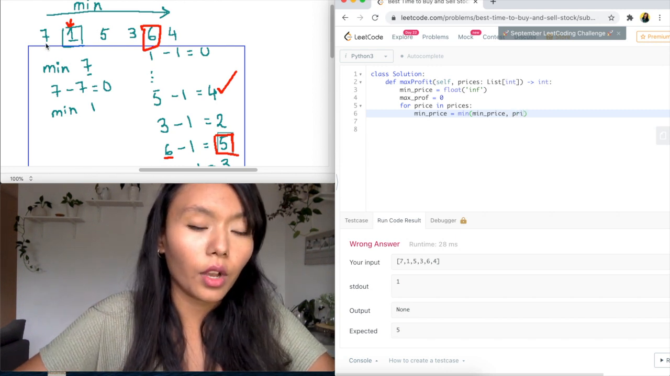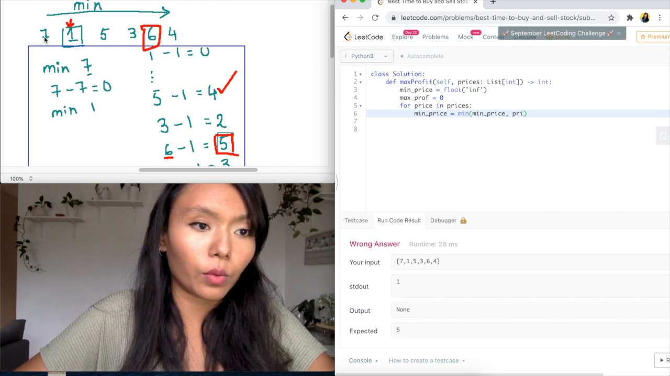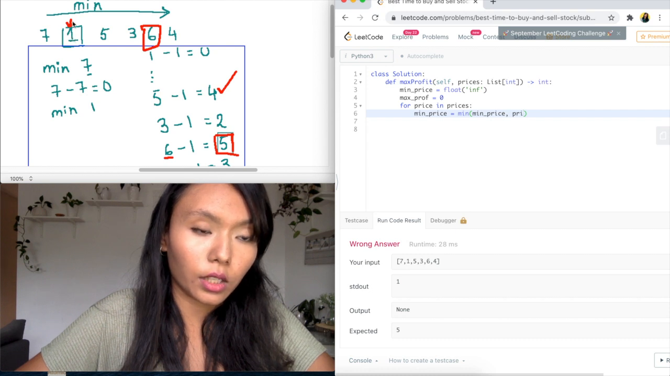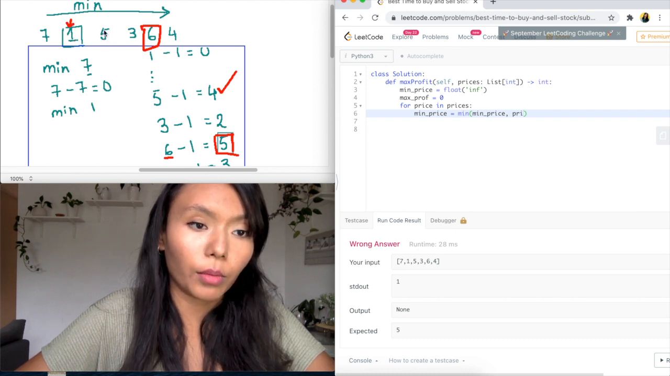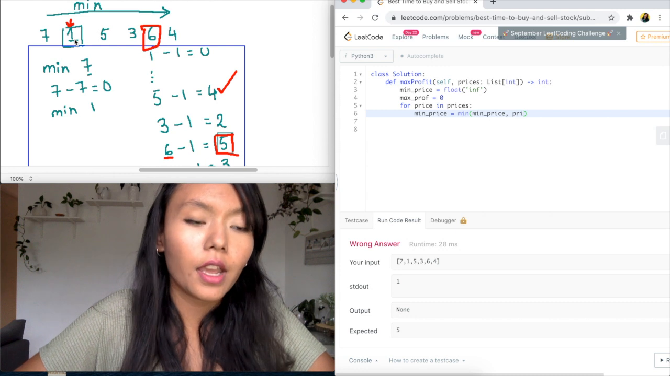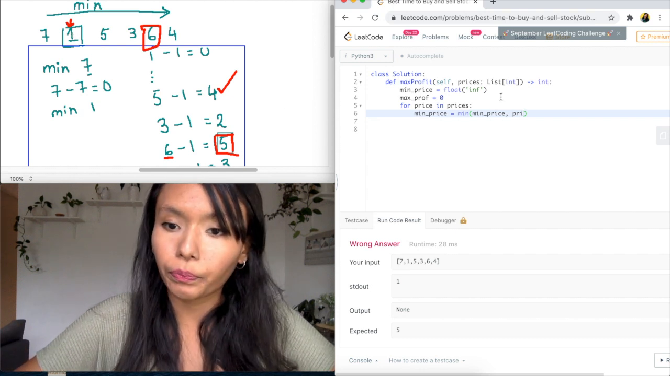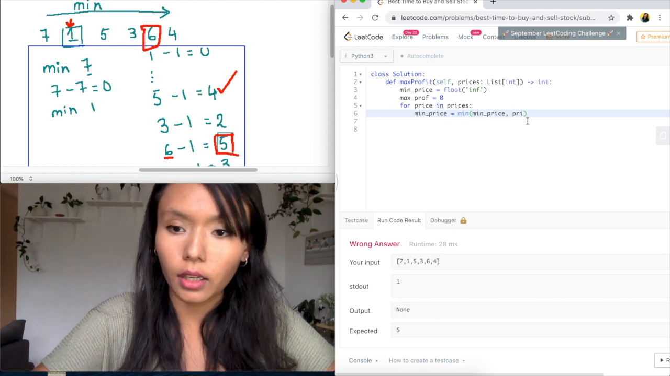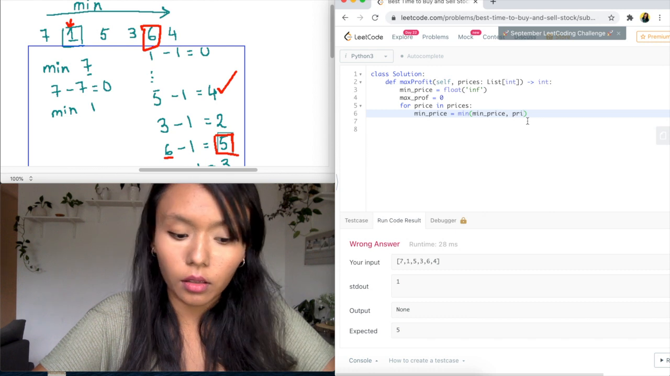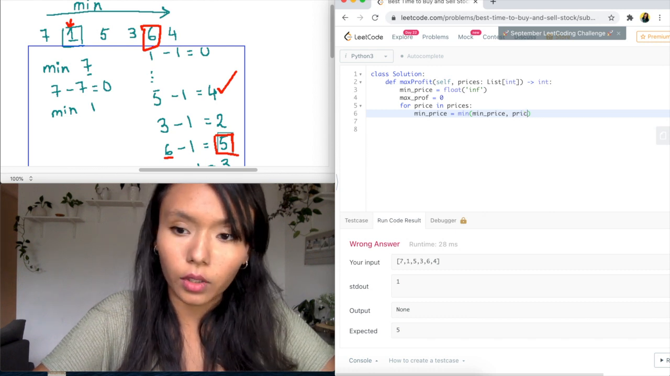So for example, if it's at 7, the min price will be 7, but when we are at the second position, the min price will get updated to 1, and this is the minimum that's going to stay, because next it's going to compare to 5, and 1 is less than 5, so the min price is going to be maintained holistically in this list. So we can say min price and the price we're at, so we can say price.